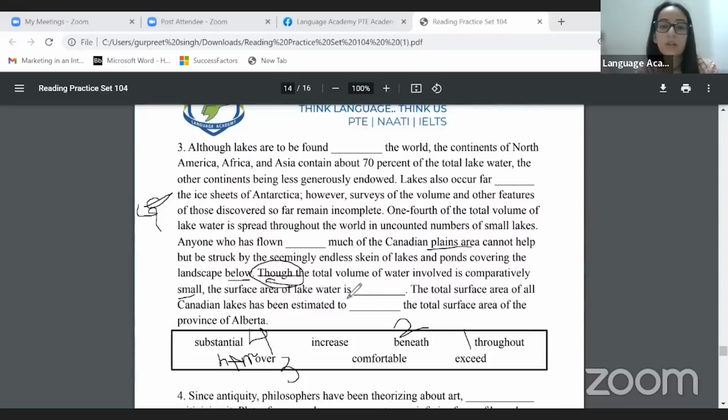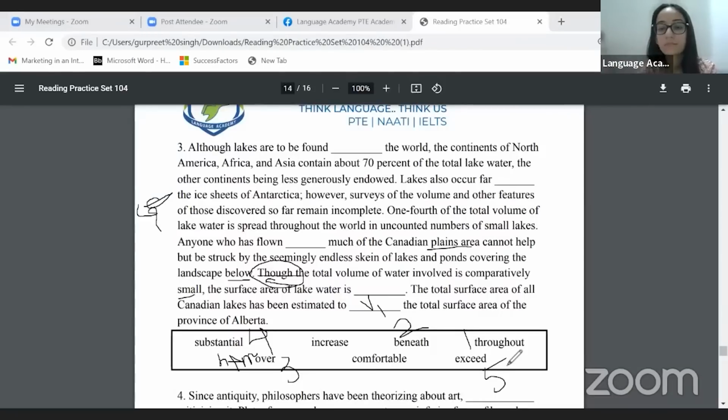The total surface area of all Canadian lakes has been estimated to dash the total surface area of the province of Alberta. Grammar says with to comes the first form of a verb. Simplifying the sentence, one area to dash the other area. Now, can one area increase the other area? Not possible. But one area can exceed the other area. Exceed means it is more than the other area. So this is what is called simplification. One area increase the other area, no, doesn't make sense. One area exceed the other area, exceed means more than that.